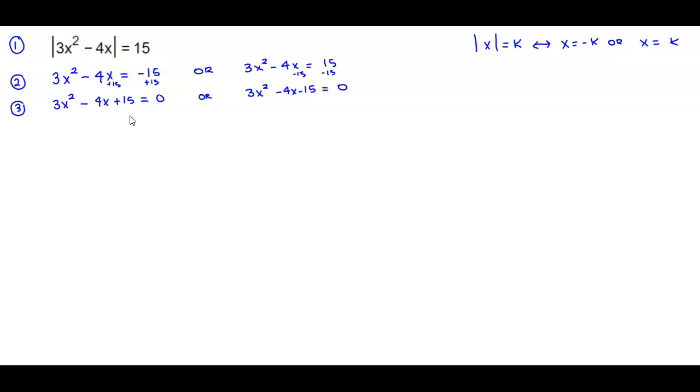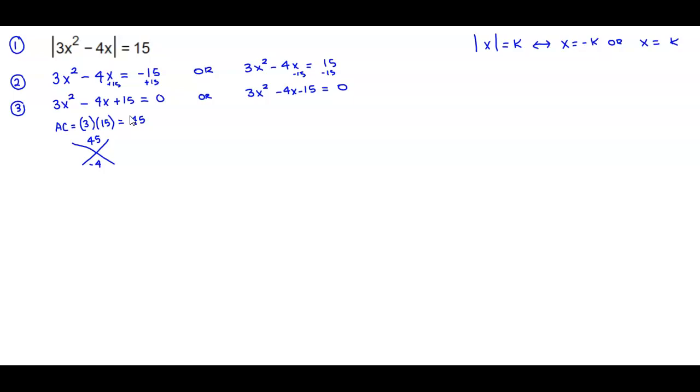Okay, so now we're going to have to use the AC method to solve. Remember that A times C is 3 times 15, which is equal to 45. Now, what are two numbers that when you multiply them together you get positive 45, that when you add them together gives you negative 4? So we've got to come up with two numbers.